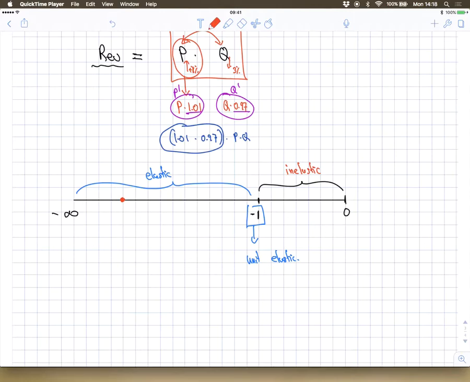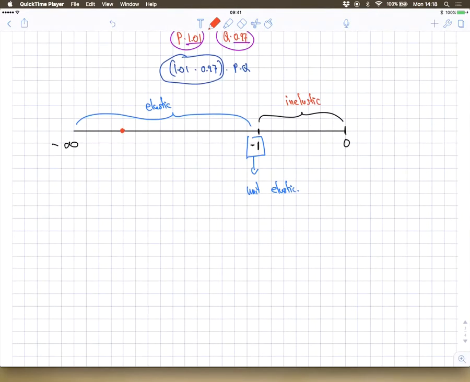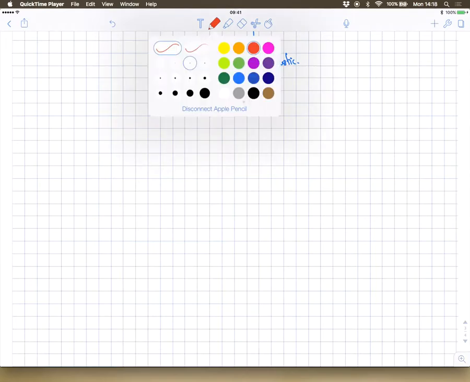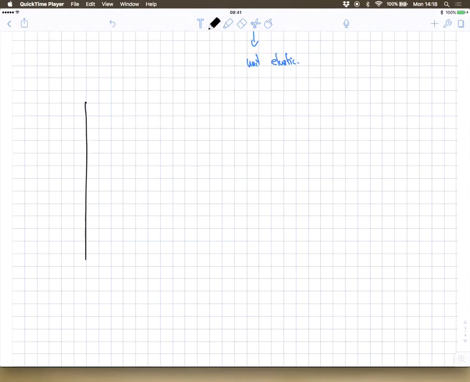You should go to unit elastic. Okay? So it's the unit elasticity over there where you're going to maximize your revenues. I will explain that in a second by making use of a graph. So let's make use of a graph.